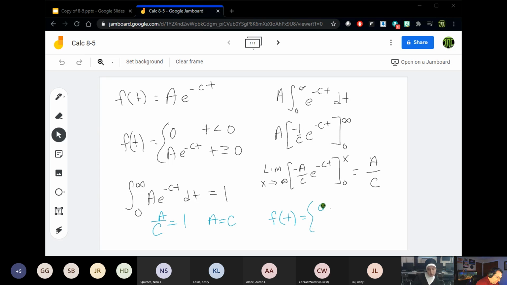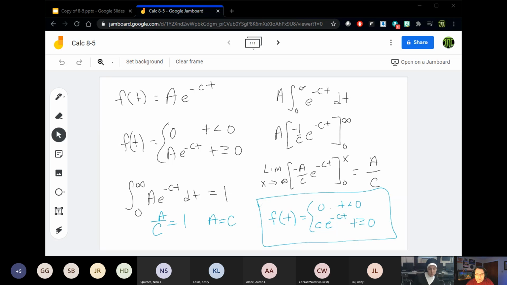So I've got 0 when t is less than 0, and I've got c e to the negative ct when t is greater than or equal to 0. So that right there is an exponential density function that we're going to use to do quite a bit of problems in a minute. And we're going to figure out what c is in a few minutes as well.